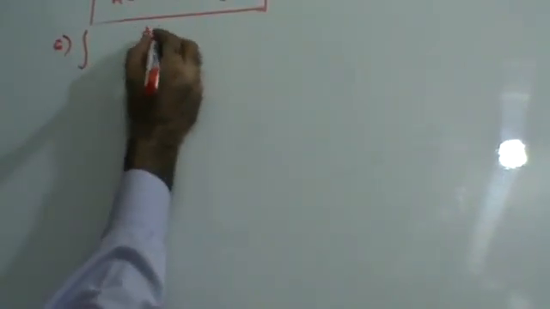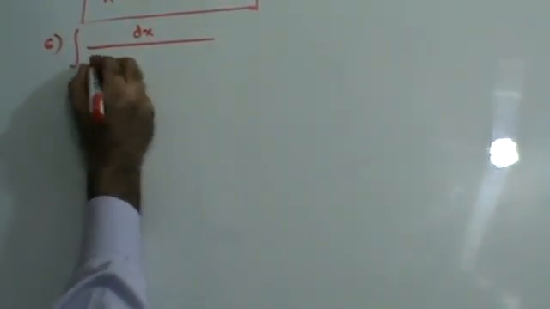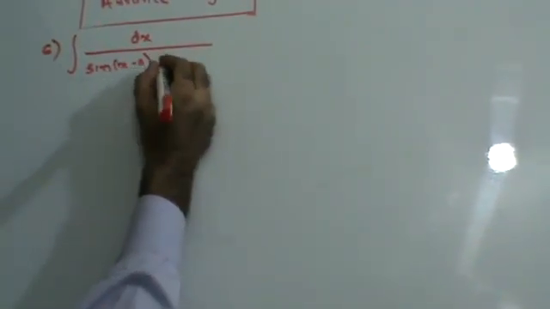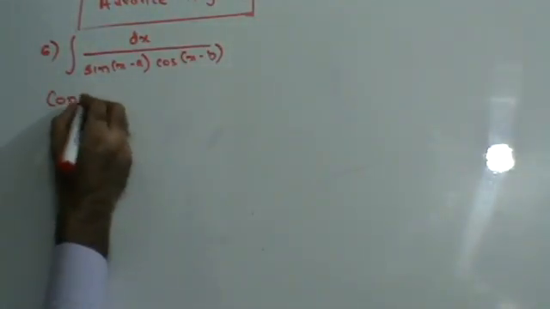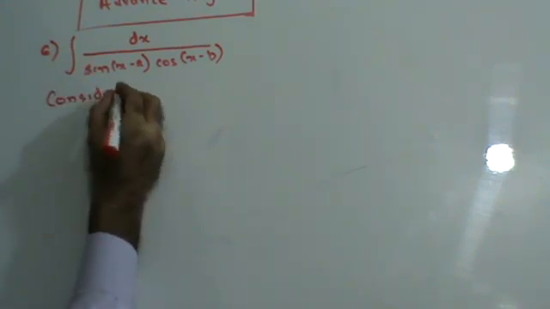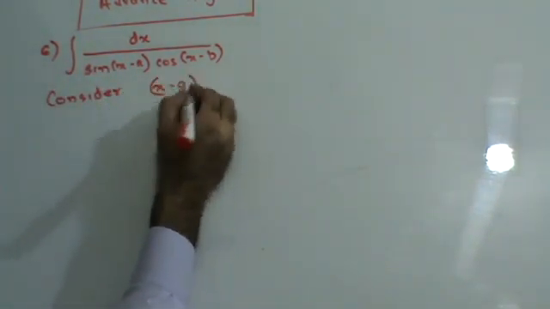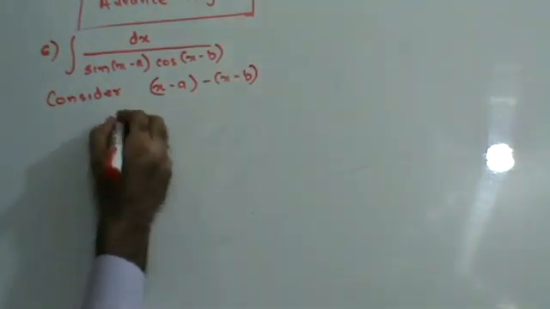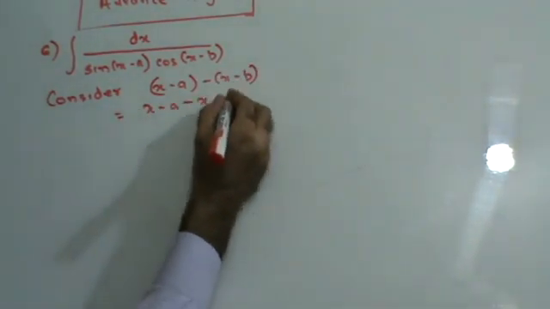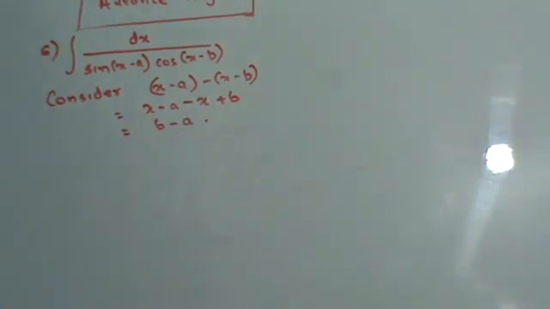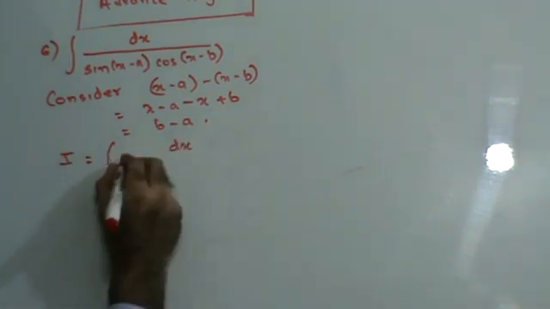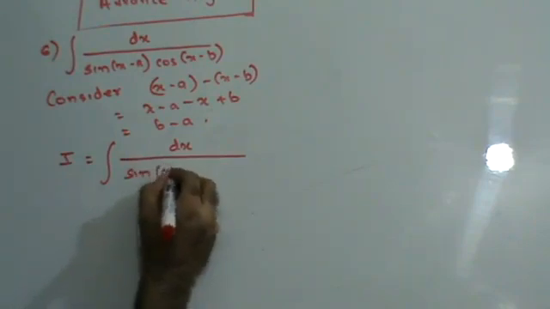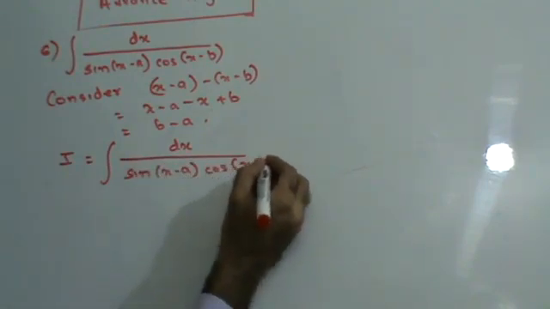Integral of dx upon sin(x minus a) cos(x minus b). Same thing that you did in the previous sum. Consider (x minus a) minus (x minus b), which is nothing but x minus a minus x plus b, which is nothing but b minus a. Now I is the integral of dx upon sin(x minus a) cos(x minus b).